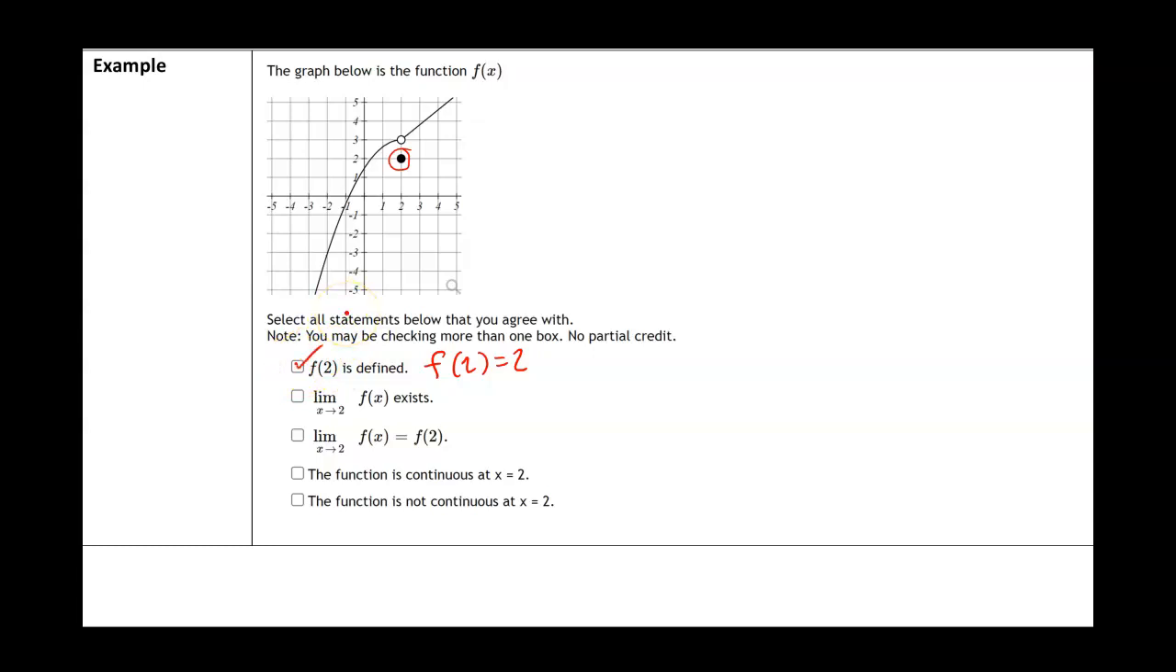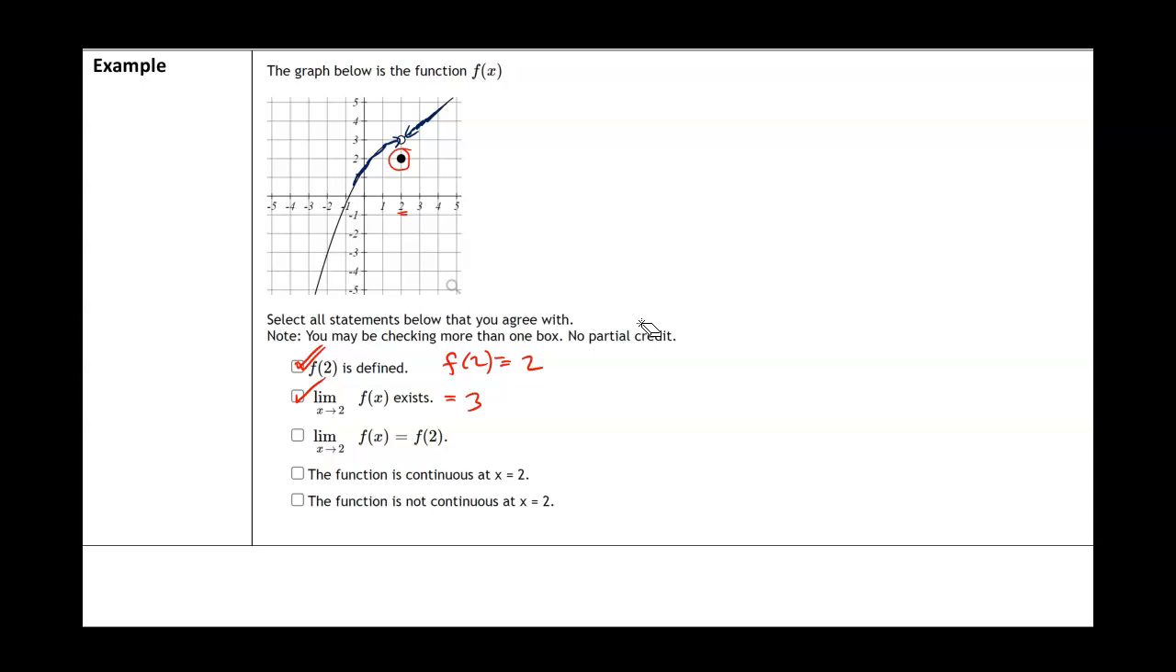Number 2, it says that the limit of f of x as x approaches 2 exists. So for the limit to exist, we're looking at x equals 2, and we're going to follow the graph from negative and positive infinity. Coming from negative infinity, the graph is going to approach a value of 3. Coming from positive infinity, the graph is also going to approach a value of 3. So the limit of f of x does exist, and it equals 3.